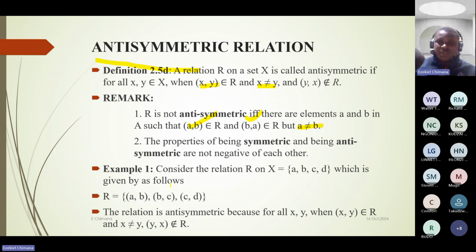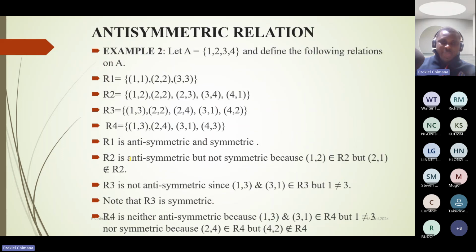So consider the relation R on X, which is {a, b, c, d}, which is given as follows: (a, b), (b, c), and (c, d). Then the relation is antisymmetric because for all x, y, when (x, y) is an element of R and x is not equal to y, then (y, x) is also not an element of R. If you look at it, we've got (a, b), we do not have a (b, a). We've got (b, c) and we do not have a (c, b). We've got (c, d) and we do not have a (d, c). Because of that, we can clearly say that this relation R is antisymmetric. So you are no longer going back.